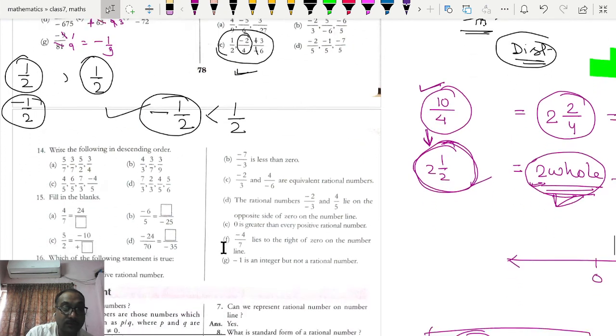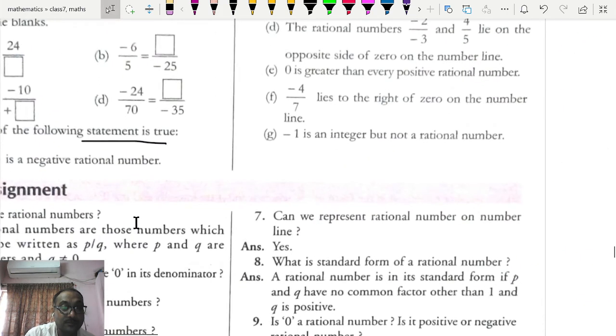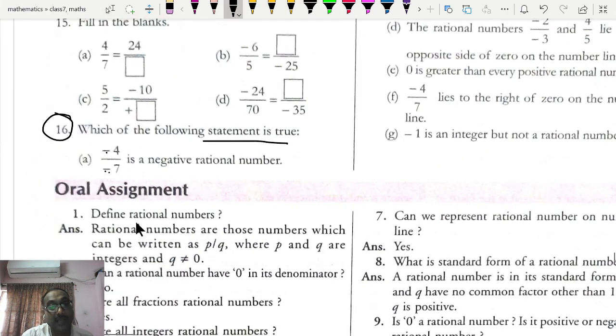And now in the same way, making their denominators equal, you may write the numbers in descending order. Okay, and in this question, see, if we are talking about question number 16, which of the statements is true? Minus minus, numerator and denominator both signs are the same. I have explained that if the numerator and denominator have the same sign, the number is positive, not negative, so it is a false statement.